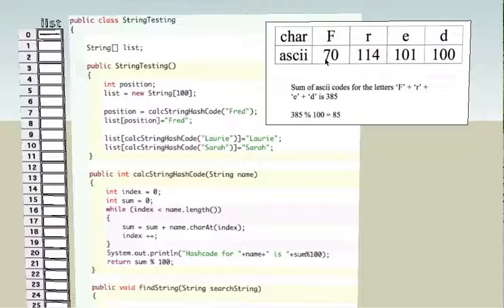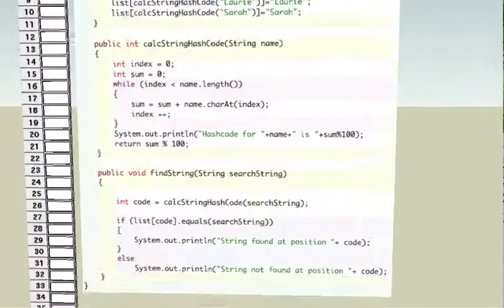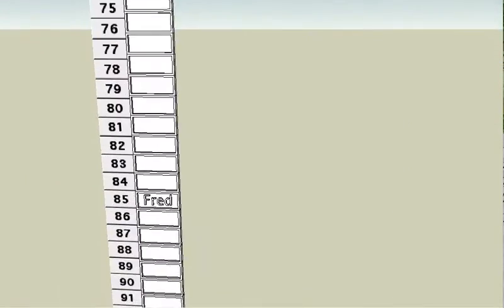The ASCII, again, for capital F, for the character F is 70, r 114, e 101, d 100. And if we sum those all up, we get 385. Then we do the modulo 100, which pulls out the 100s and leaves us with just 85, which is why Fred is stored at position 85 in this list. Okay?